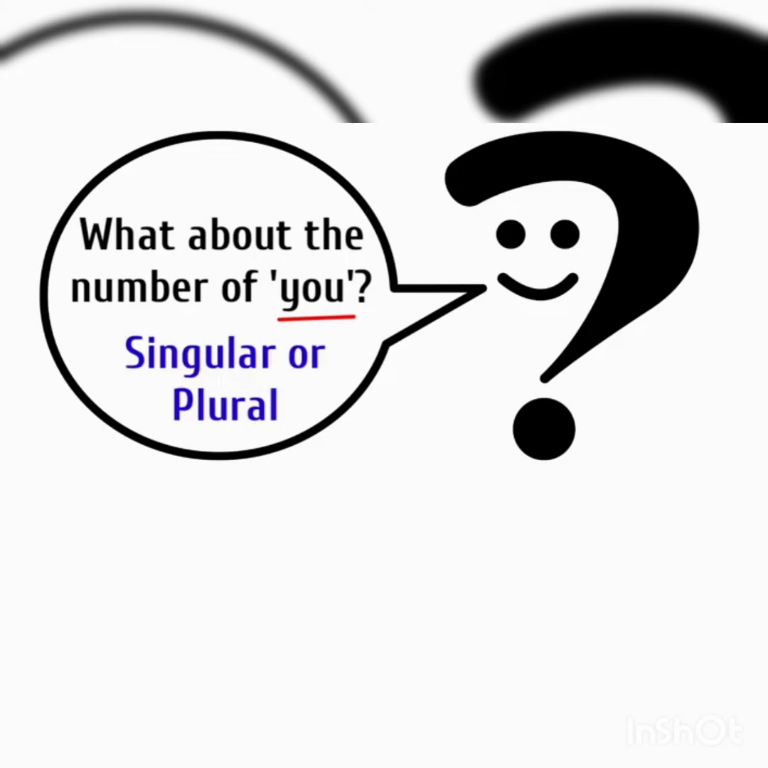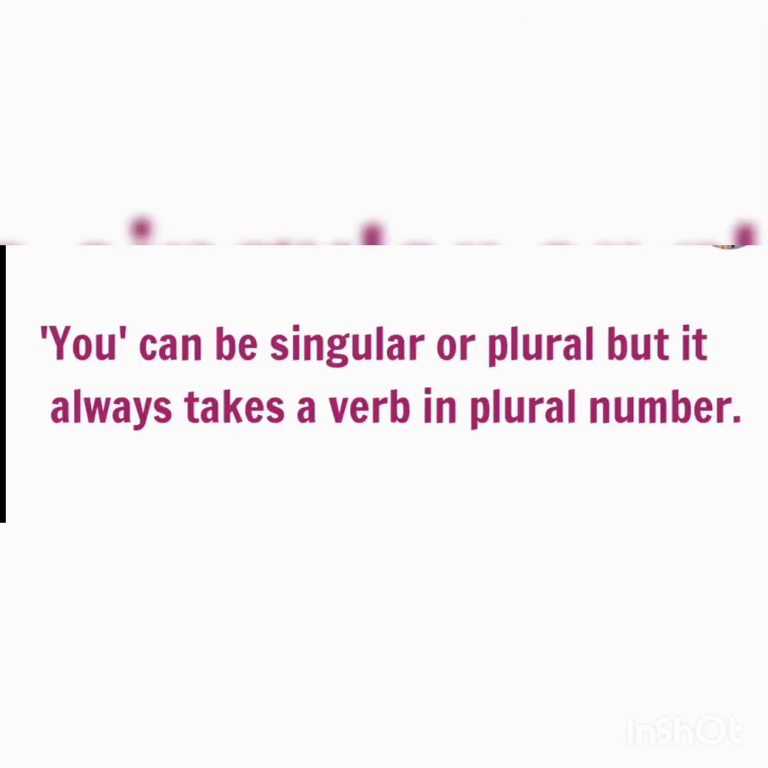So बच्चे, for your knowledge, I just want to tell you that you is both, you can say. You is used for a plural number. Okay? So you can be singular or plural, but it always takes a verb in plural number. You जो है that can be singular also, it can be plural also, but there is a rule. And what is that rule? That it always takes a verb in plural number. That means it always takes a plural verb. Okay, so I hope this doubt must be clear till now.